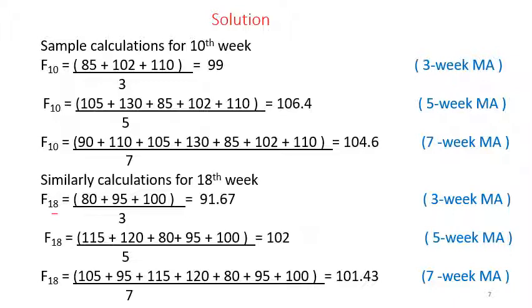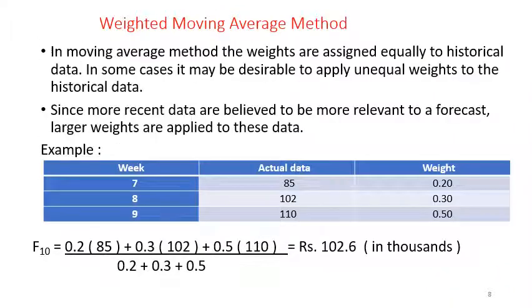Now the next method which we are going to discuss is the weighted moving average. In moving average methods, the weights are assigned equally to historical data. In some cases, it may be desirable to apply unequal weights. Here, the most recent data are given more weightage because it's more current, it's more fresh.